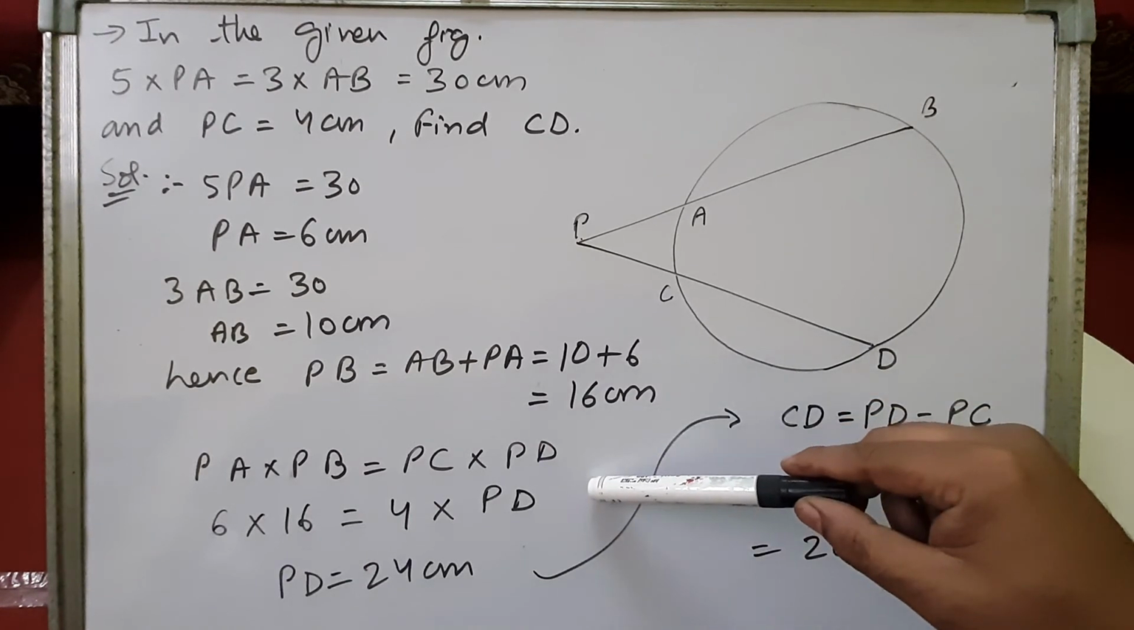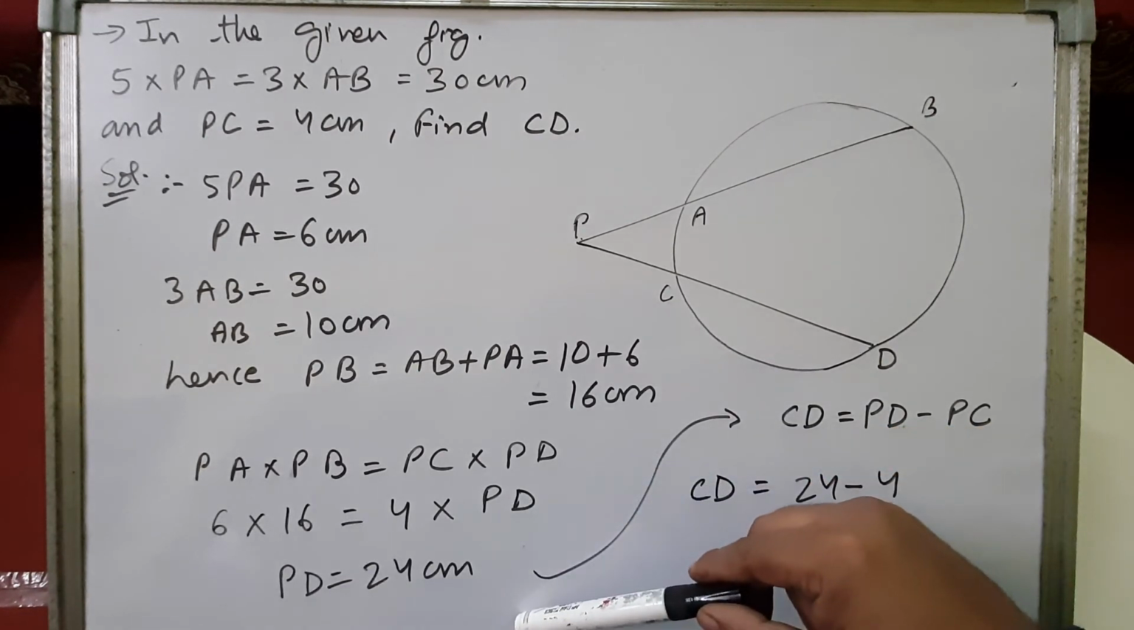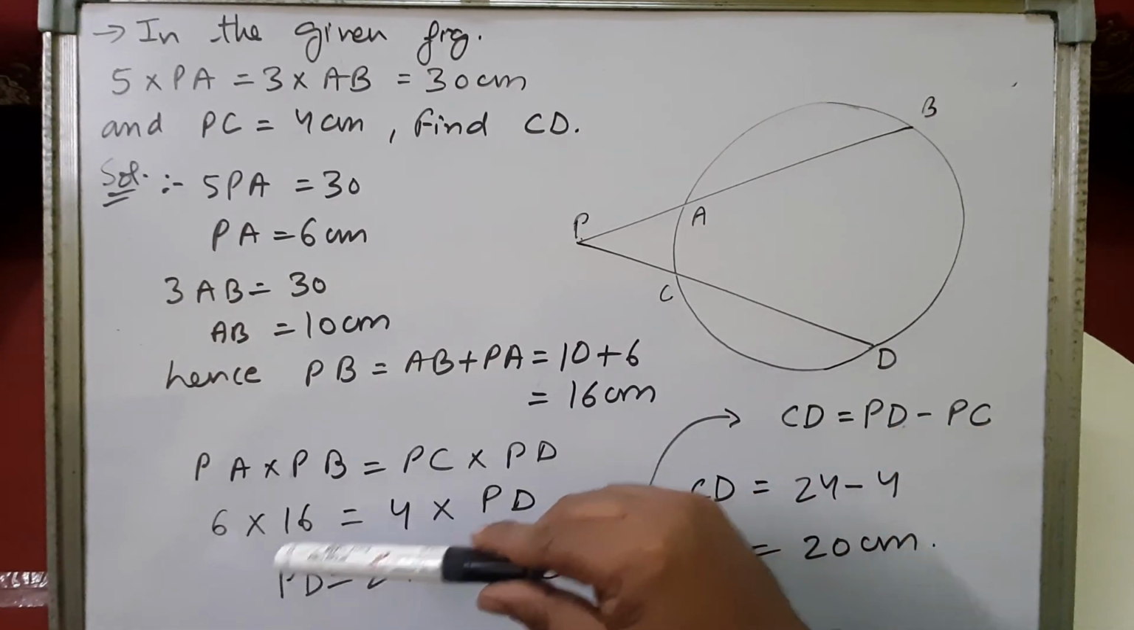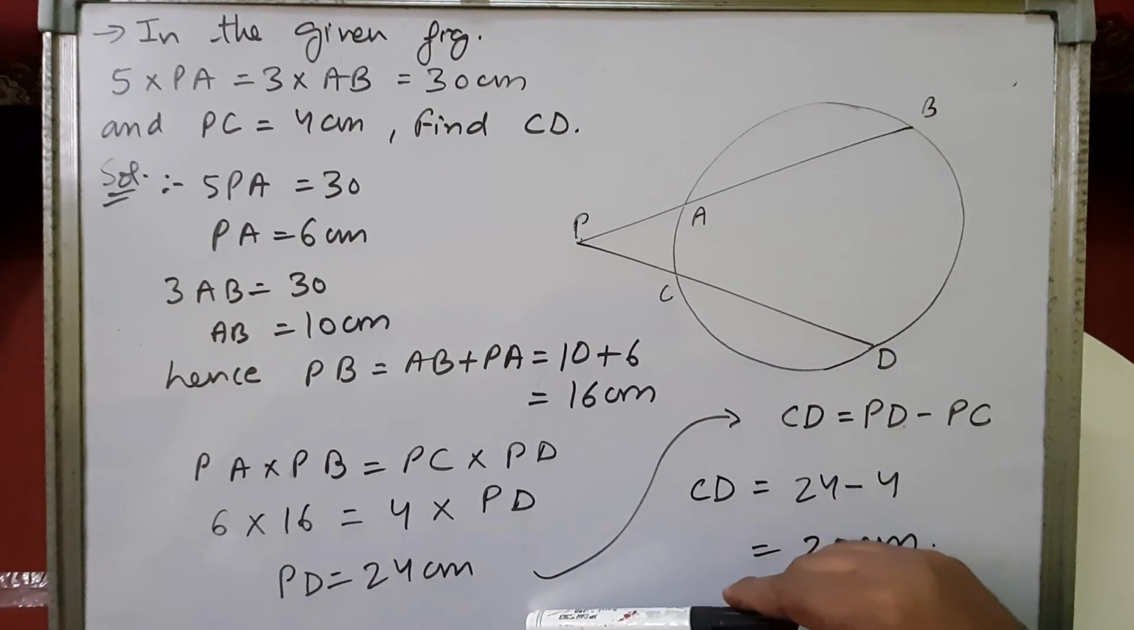Now we know this theorem that the product of the intersecting parts will be the same. That means PA into PB equals PC into PD. When you substitute the values of PA, PB, PC, we get 6 into 16 equals 4 into PD. On solving, cancelling, 4 sixes are 24. We'll get the value of PD as 24 centimeters.